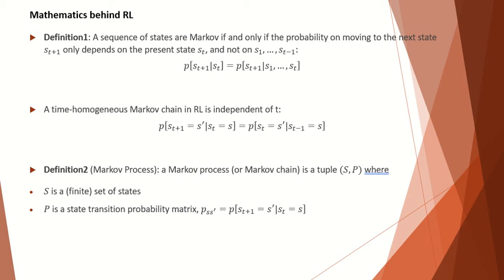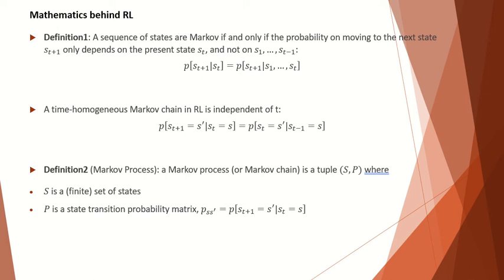And a Markov chain is time homogeneous if it is not dependent on time t, and it means that the probability of s_{t+1} equal to s prime, conditioned on s_t equal to s, is equal to the probability at step t conditioned on step t plus 1. The value is also unchanged. So it is homogeneous if the value of our next step and current step does not depend on t.